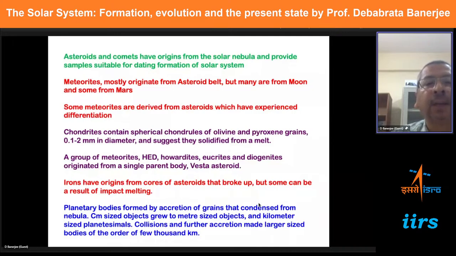For kilometer-sized asteroid bodies. So chondrites, this is a kind of meteorite. Basically, they contain very primitive material, and they contain spherical chondrules of olivine and pyroxene grains of the order of 0.1 to 2 millimeter in diameter, and basically they have been formed because of flash melting. From their morphology, one suggests that they solidified from a melt. And then you have a group of meteorites, the HED meteorites, the Howardites, Eucrites, and Diogenites, which originated from a single parent body, 4 Vesta.